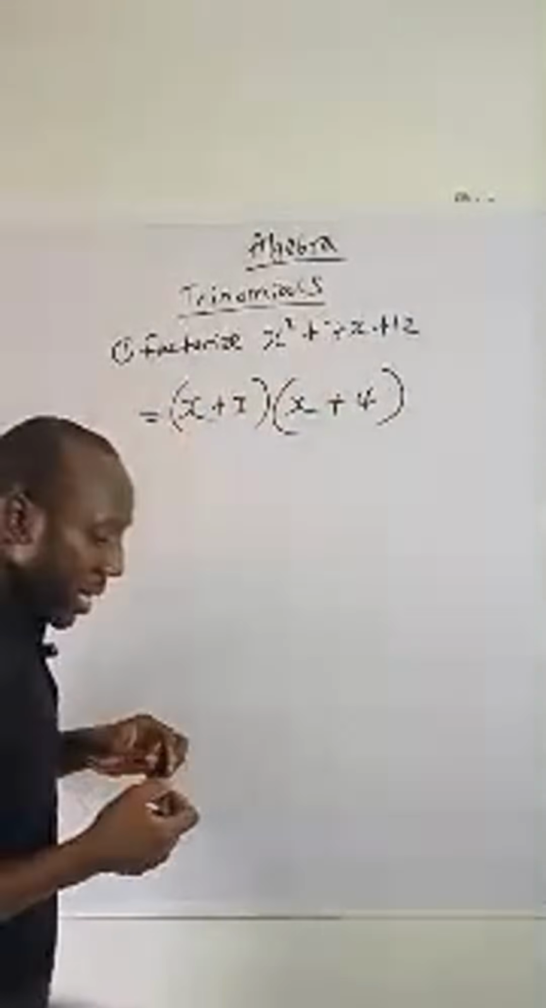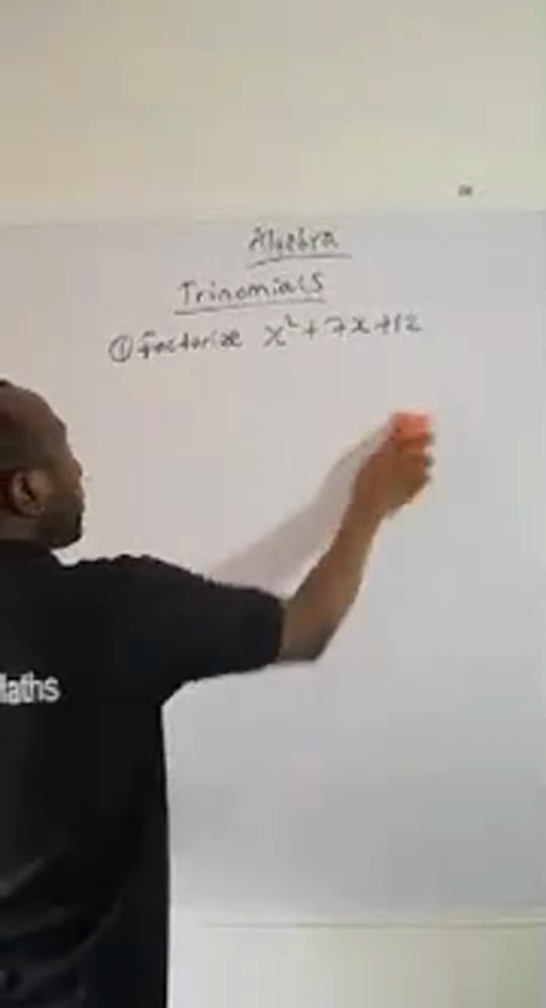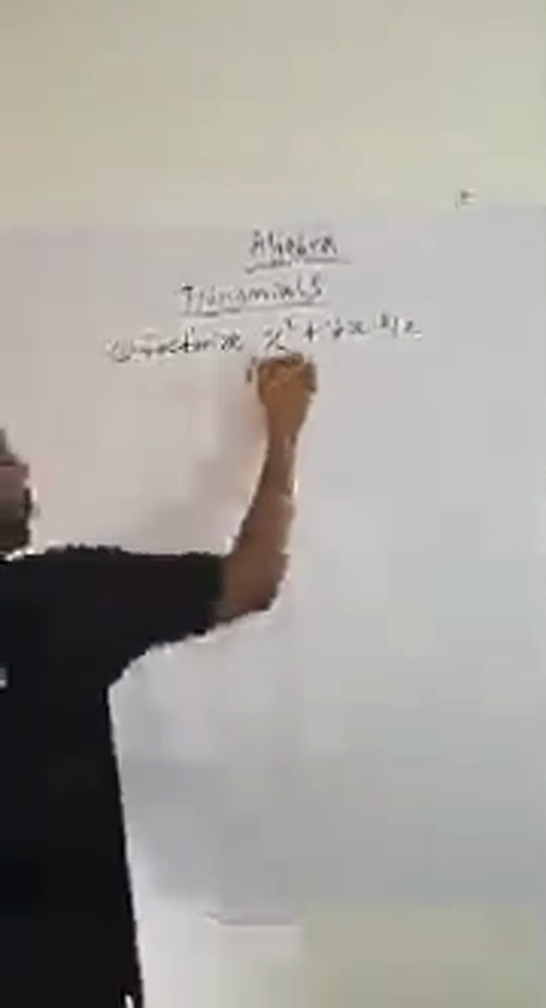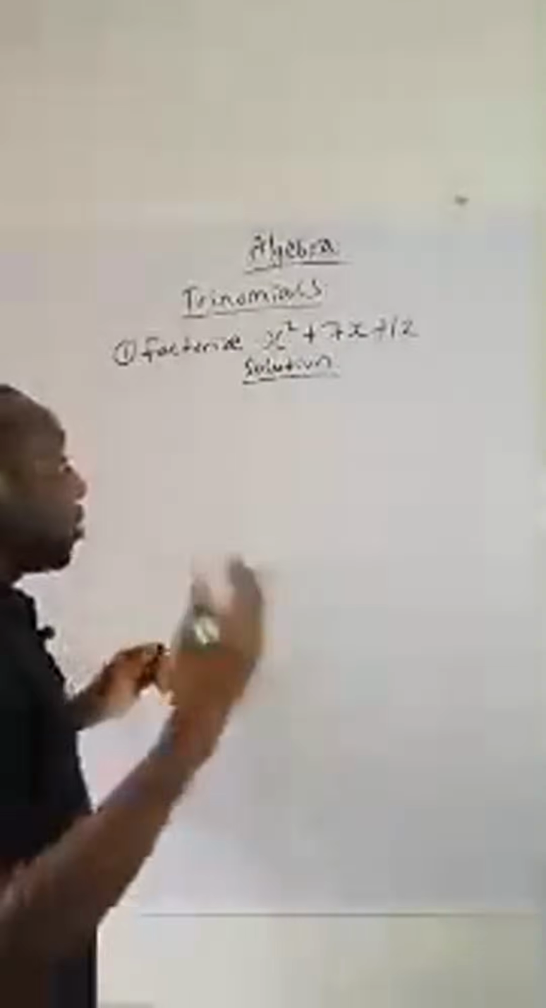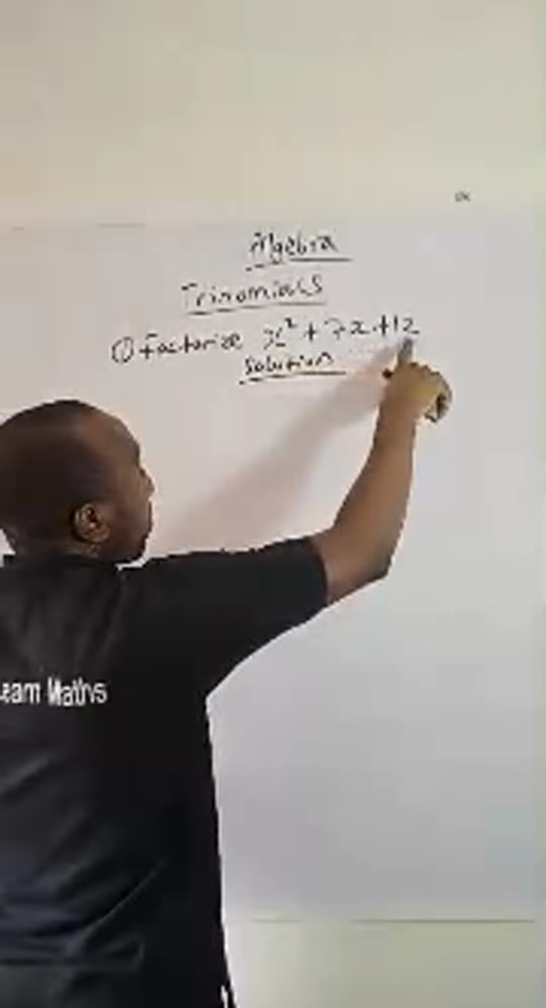But if you don't, let me show you something before I come here. Just hold on a bit. I want us to do this without jumping the steps. But as time goes on, you can now start jumping those steps. X squared plus 7x plus 12.